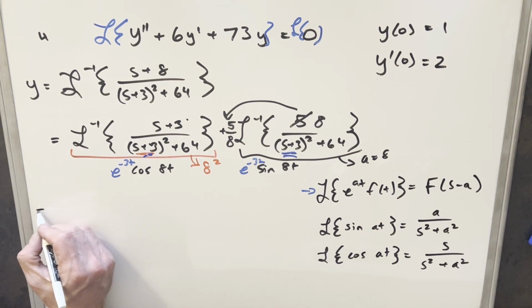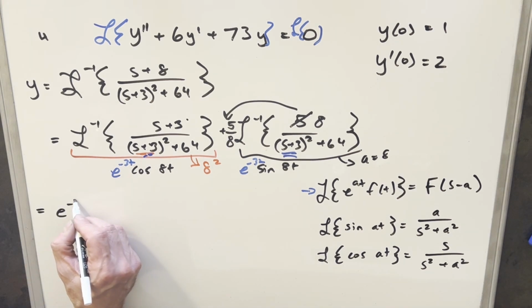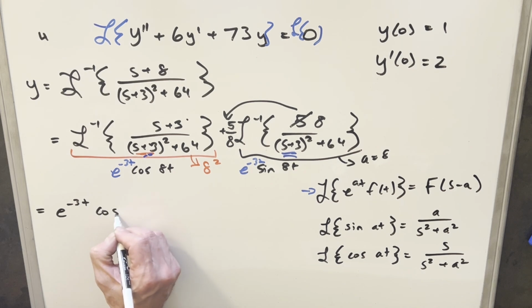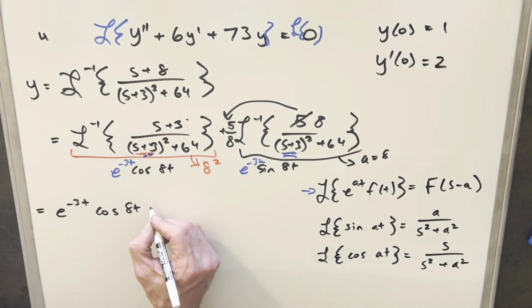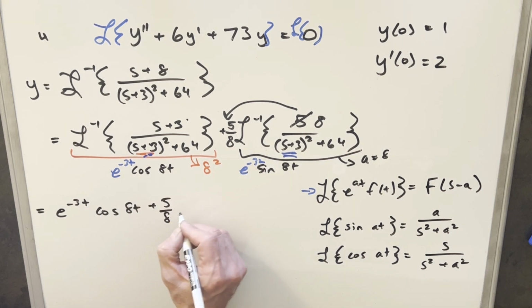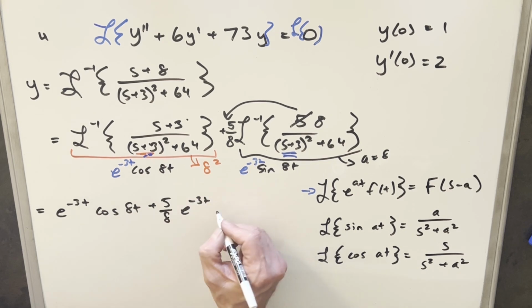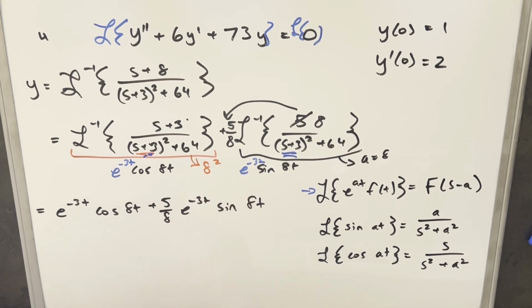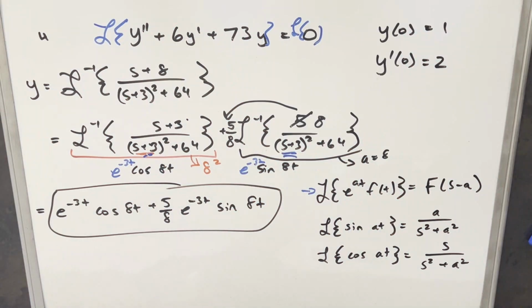So putting all this together for the final solution, we'll copy everything down. We have e to the minus 3t cosine 8t. Don't forget the 5/8, plus 5/8 e to the minus 3t sine 8t. Put a plus c, and that's it. Okay, no plus c. So there you have it, a second order homogeneous differential equation with Laplace transforms.